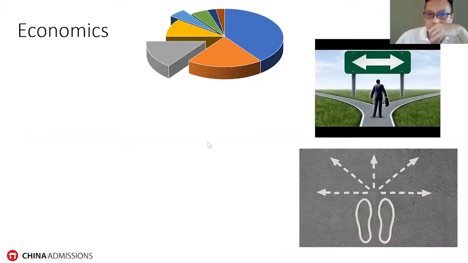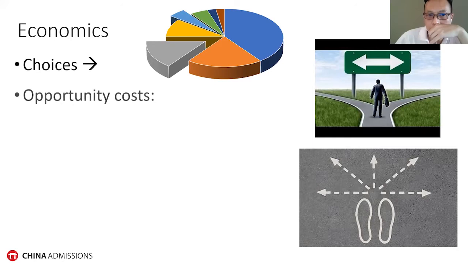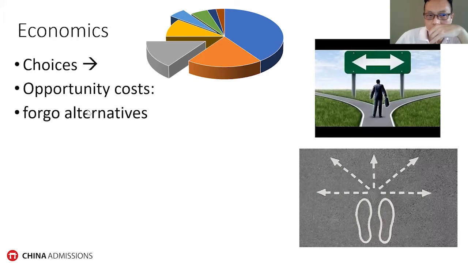Furthermore, because of scarce resources, we are forced to do something. Did I hear somebody answer correctly? Yes, we are forced to make choices, which these pictures are showing. Now, associated in conjunction with making choices, making decisions, we are faced with opportunity costs. What is opportunity cost? An easy way of looking at opportunity cost is foregone alternatives.